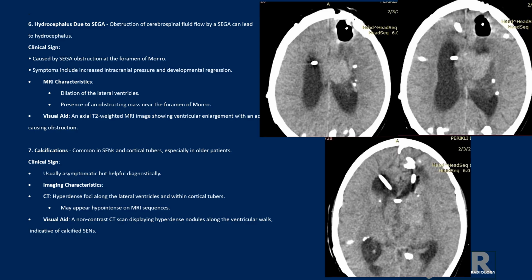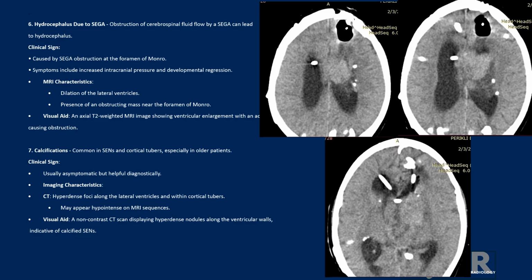We also see some calcified subependymal nodules, and this is a CT of a young boy diagnosed with tuberous sclerosis. The last findings are calcifications. These are much more common in subependymal nodules than cortical tubers, especially in older patients. They are usually asymptomatic, but they are very helpful to diagnose tuberous sclerosis.